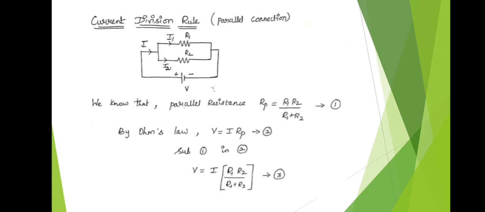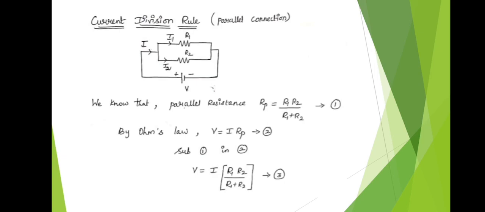Here, same circuit, we are taking two resistors connected in parallel with a battery V, current I1 through R1, I2 through R2. We know the formula for parallel resistance, that is Rp is equal to R1 R2 divided by R1 plus R2. Mark the equation 1. Ohm's law, we know that V equal to I into Rp. Here we are going to substitute Rp value in V. That means substitute the equation 1 in equation 2.